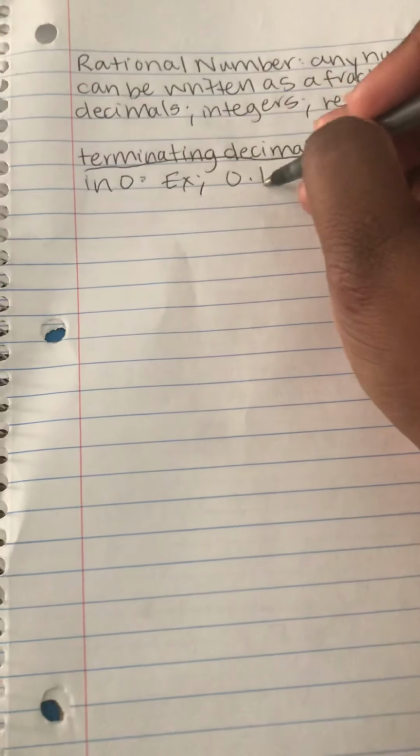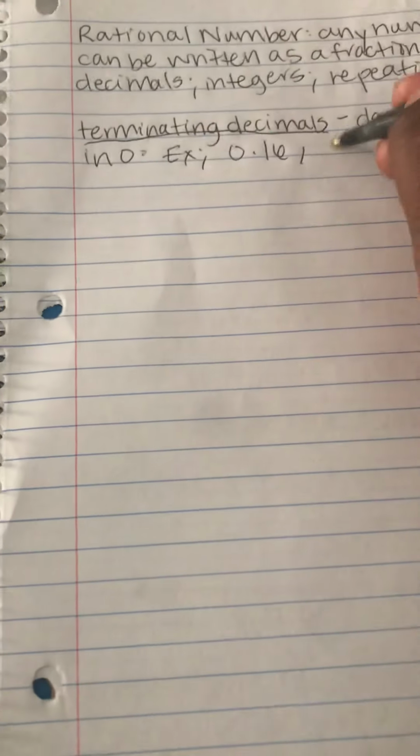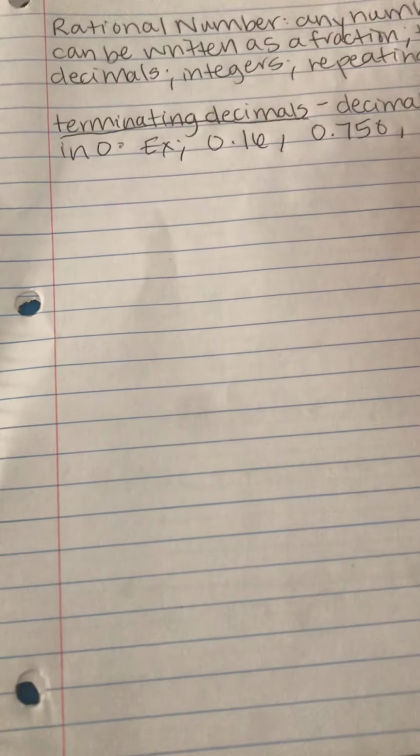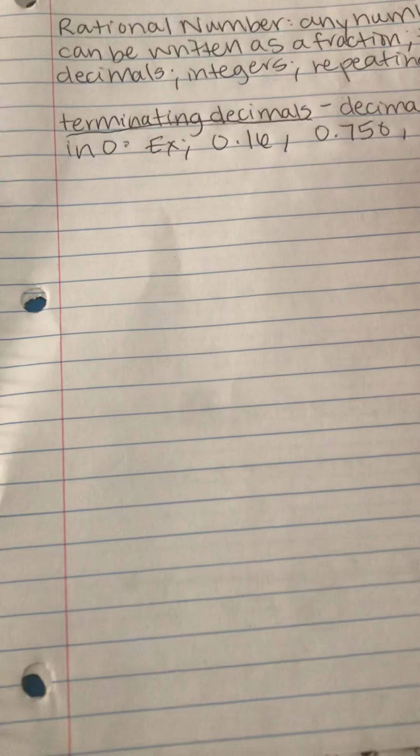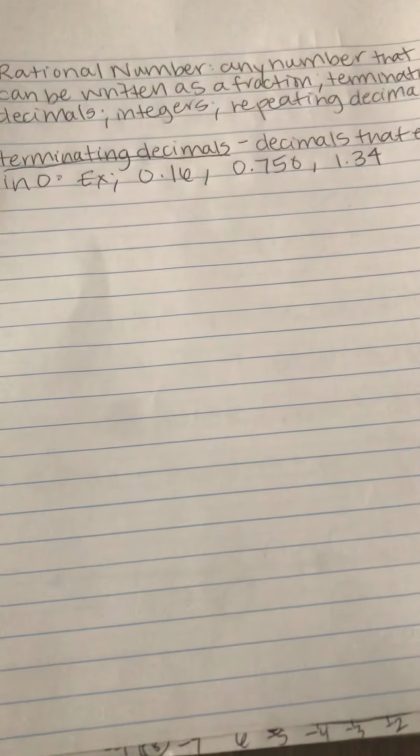These are examples. It can be 0.16, 0.75. You can always add a 0 at the end. They end, they don't continue. 1.34. These are all terminating decimals.